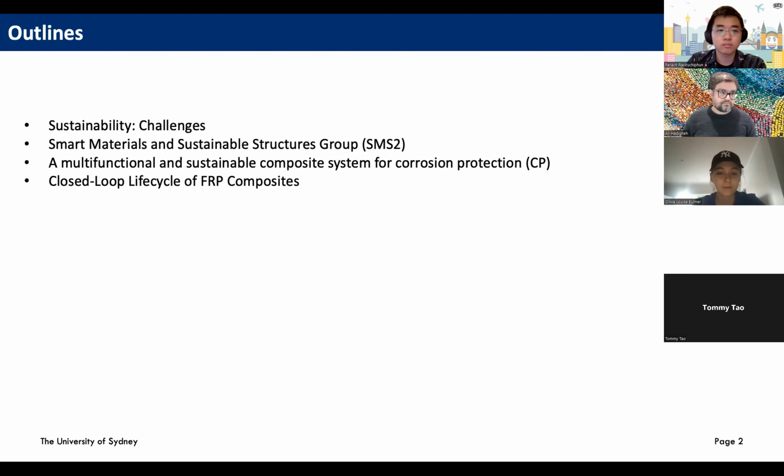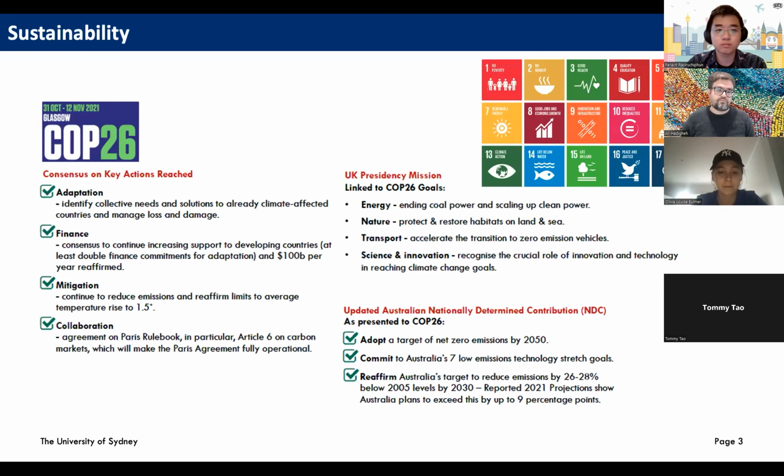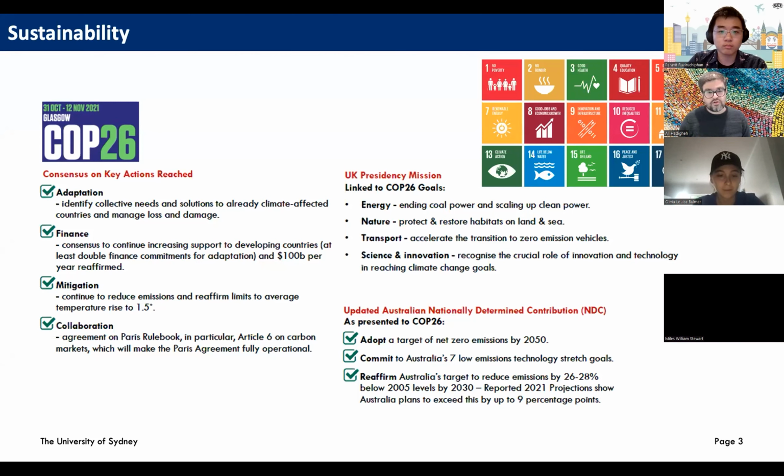So the UN Sustainable Development Goals, which you probably have heard of, are an urgent call for action by all countries in a global partnership. They are mainly focusing on adaptation, finance, mitigation, and collaboration to reduce coal and scale up clean energy, and protect our resources and habitats, accelerate the transition to clean energy and transition to net zero. As part of that, it also recognizes the role of innovation and technology in reaching these climate change goals.